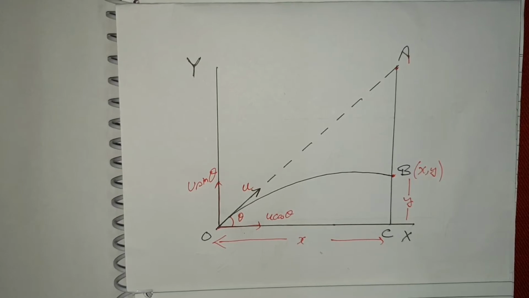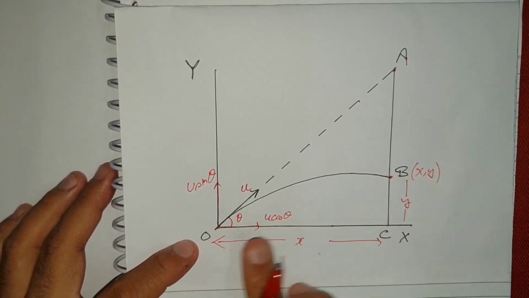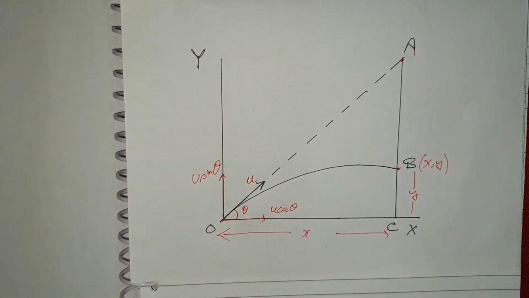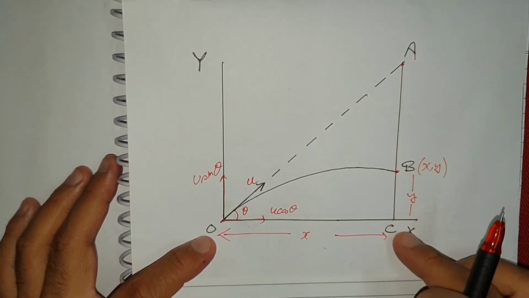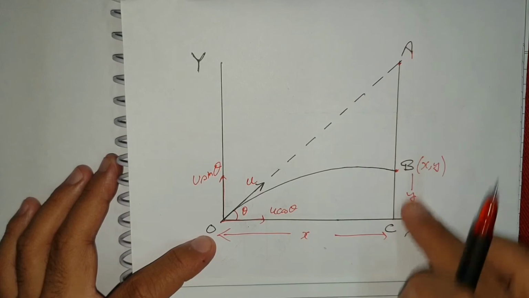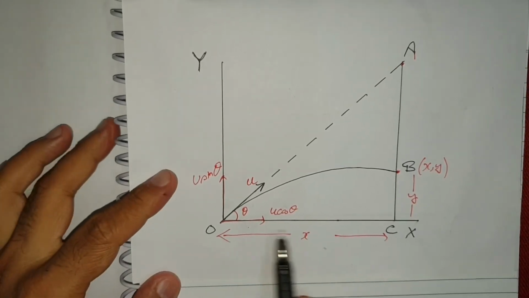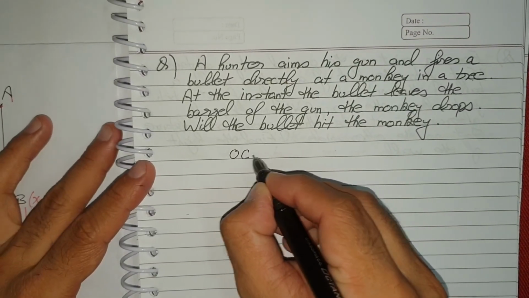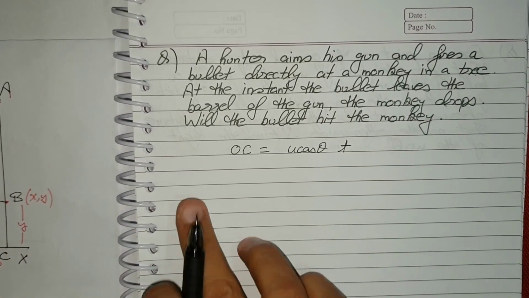Now, to cover this distance, we will take the horizontal motion. We know that in the horizontal motion the velocity remains the same. Let the bullet hit this point. This vertical line AC is where the monkey will fall, so I have drawn this line. Let the bullet hit at any time interval t. What is OC? OC is basically x, and OC is u cos theta into t; distance is speed into time.